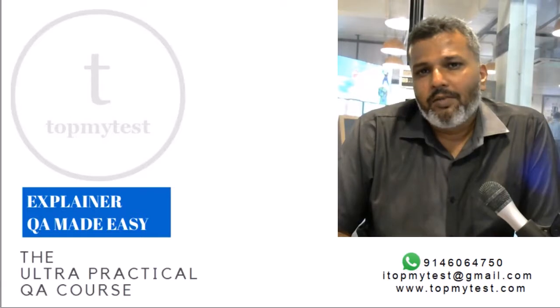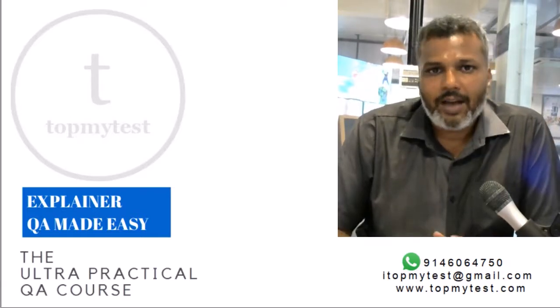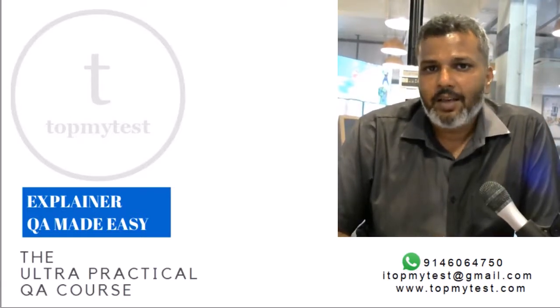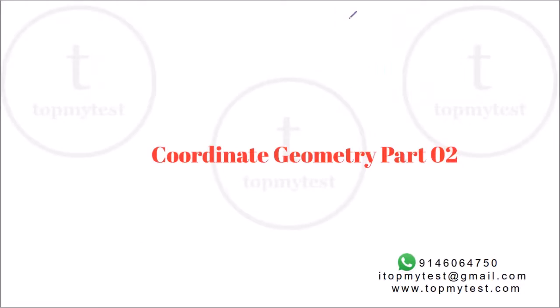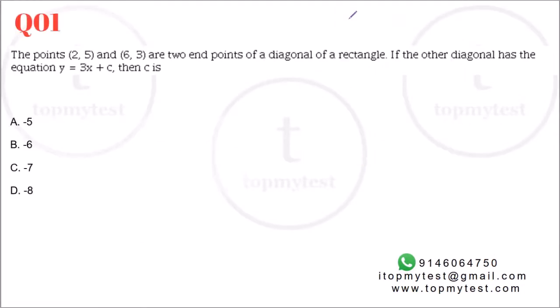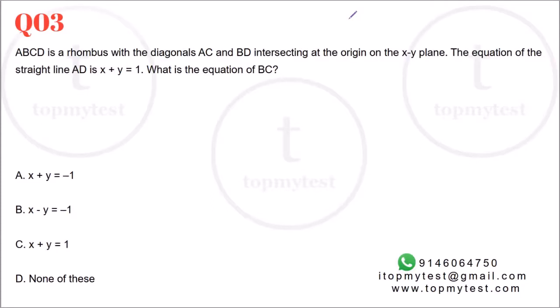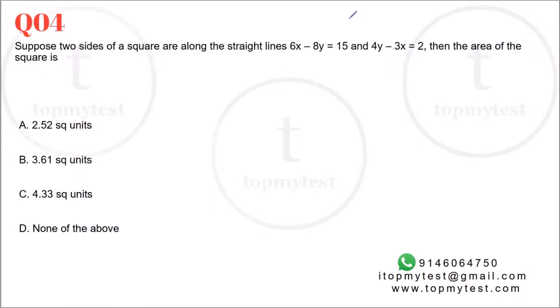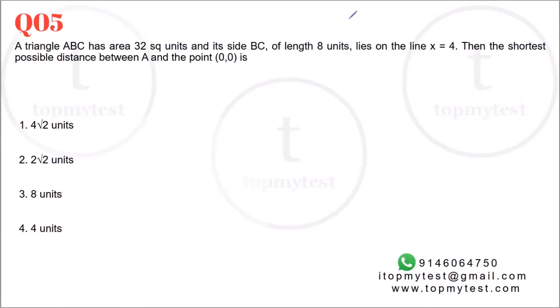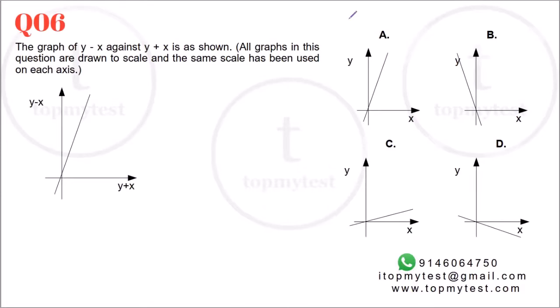Here we'll be using very simple concepts and applying them to CAT level problems and solving them as easily as possible. In this session, we'll continue with coordinate geometry. We'll be looking at lines, equation of a line, and some amount of circles as well. We'll also solve a few questions from the past CAT, XAT papers, etc., including one of my favorites.